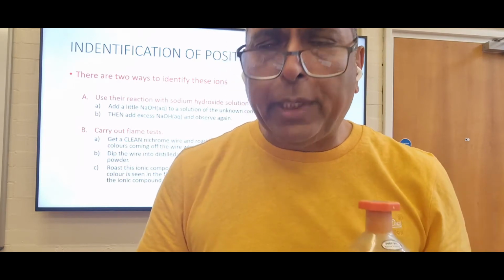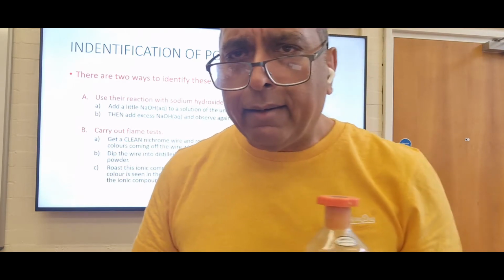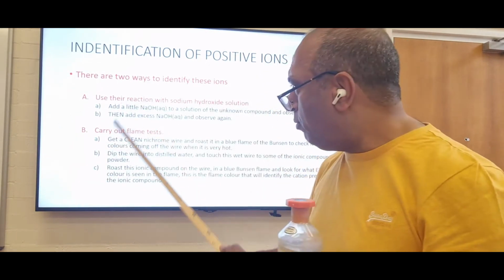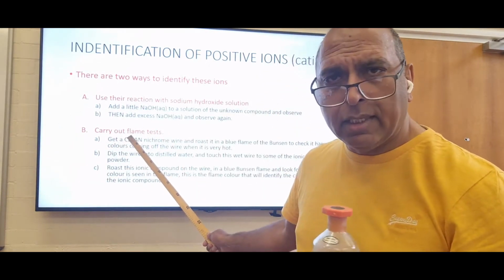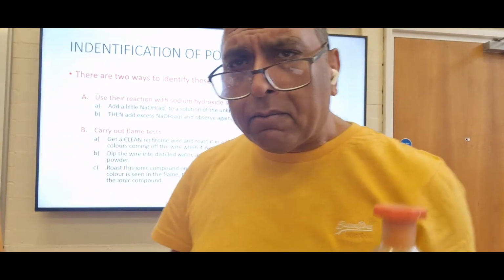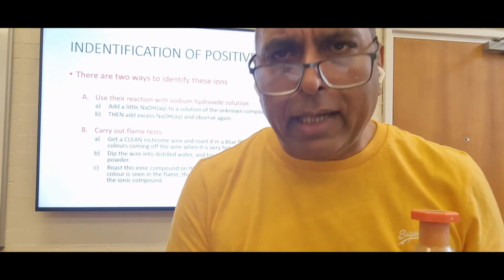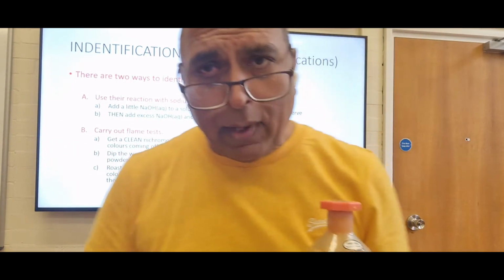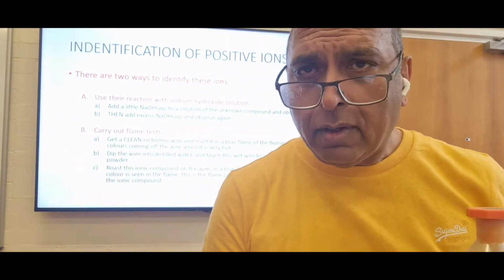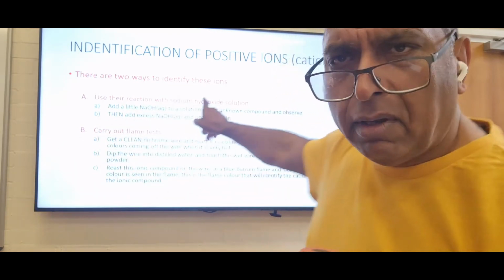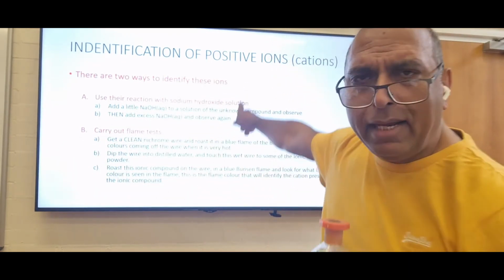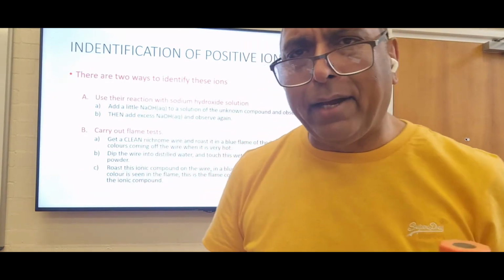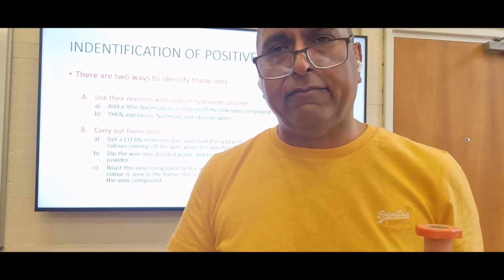And there are many that we cannot identify. And the many we cannot identify like this, then we move on to doing flame tests. Some of those that we cannot identify, with a flame test, we can now identify. But at the end of A and B, at the end of those two tests, there are still many ions that we just cannot identify.